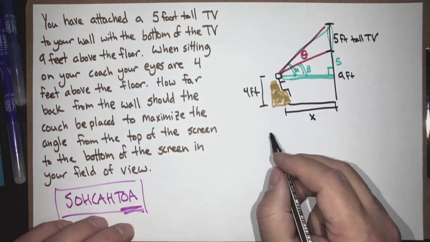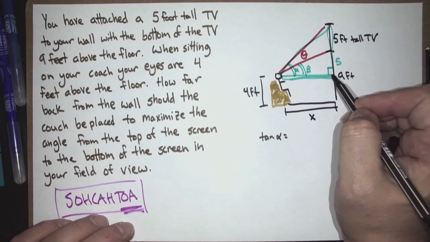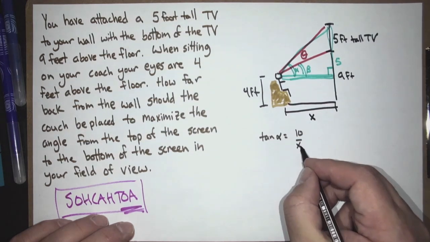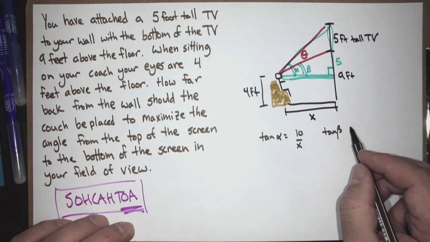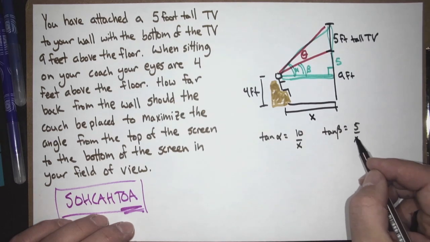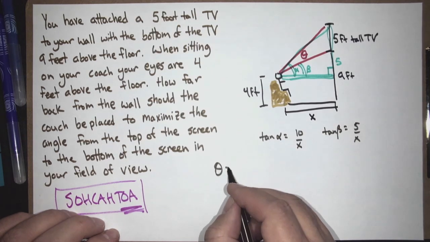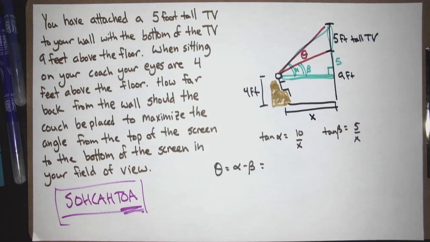All right, so we can say tangent of alpha is opposite over adjacent. What about tangent of beta? So tangent of alpha is 10 over x. What's tangent of beta? 5 over x. Now, what do we want? We're trying to optimize theta. Theta is alpha minus beta. What is alpha? We said what tangent of alpha was, but what is alpha?